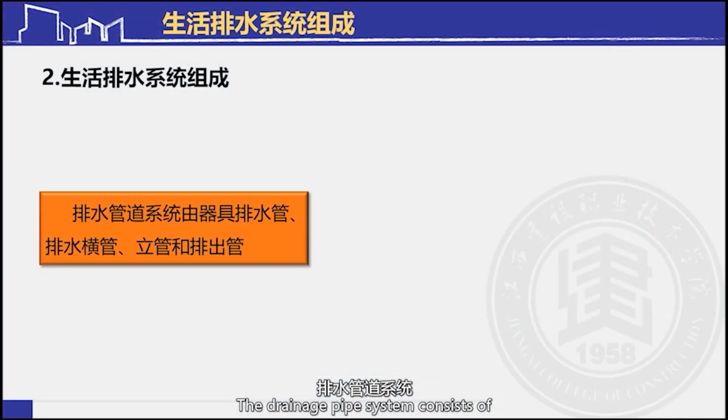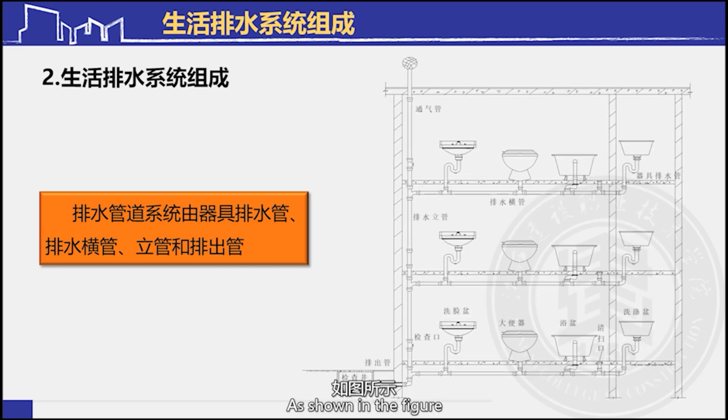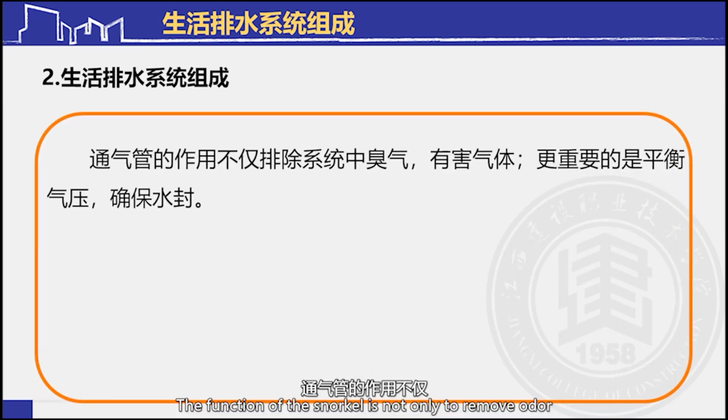The drainage pipe system consists of a drainage pipe connected with sanitary appliances, a drainage cross-branch pipe, a vertical pipe, a dry pipe buried in the indoor underground, and a discharge pipe discharged to the outdoor, as shown in the figure. The function of the vent pipe is not only to remove odor and harmful gases from the system. More important is to balance the air pressure and ensure the water seal.